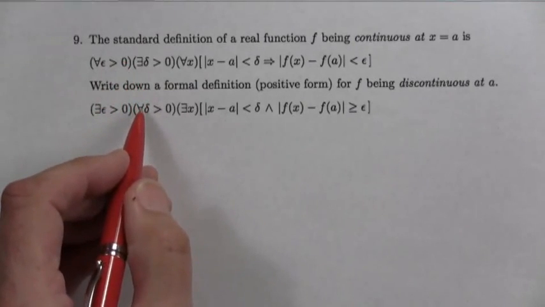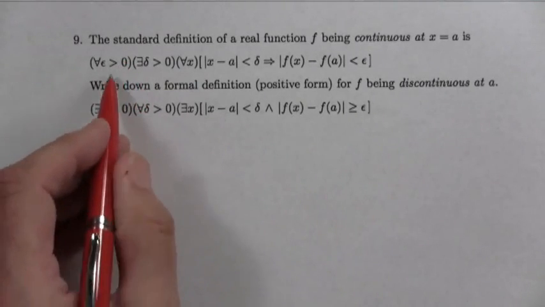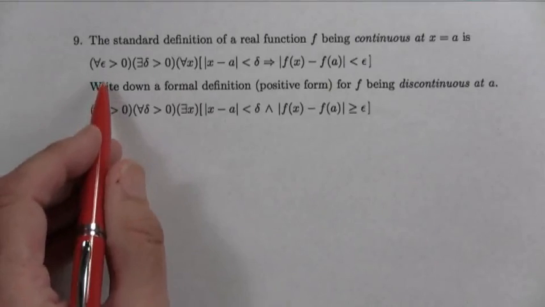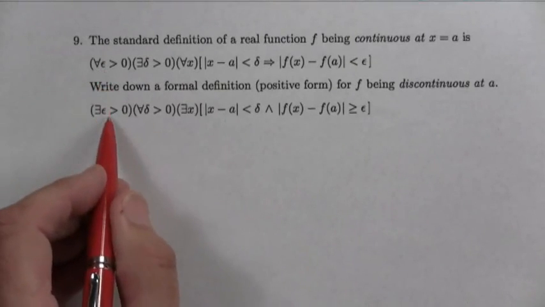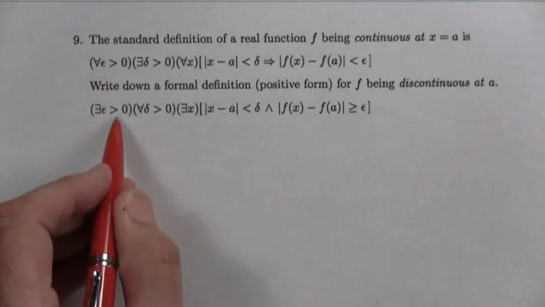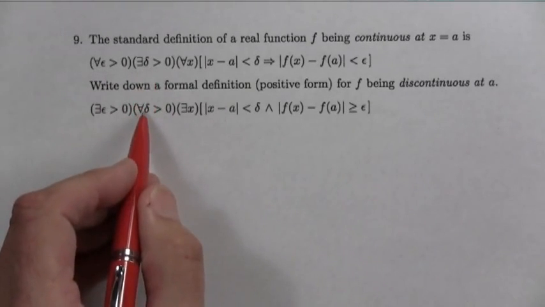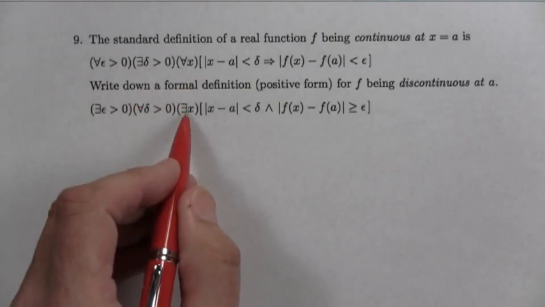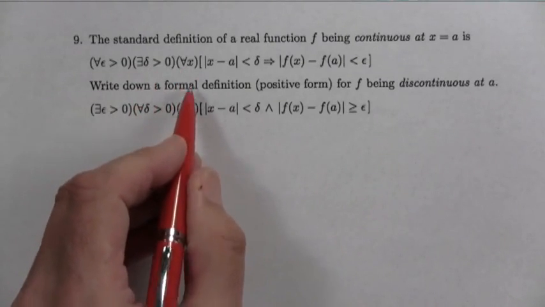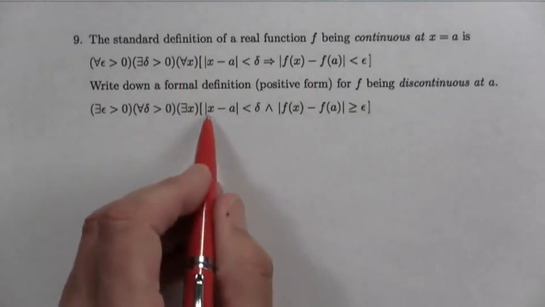Negating it is relatively straightforward, actually, because we've got rules for doing them, and so when you negate it, what you get is that the for all becomes exists, and it's still a greater than. We're still talking about positive numbers, epsilon. The exist becomes a for all. The for all becomes an exists. And then there's a bunch of stuff that's in a bracket here.